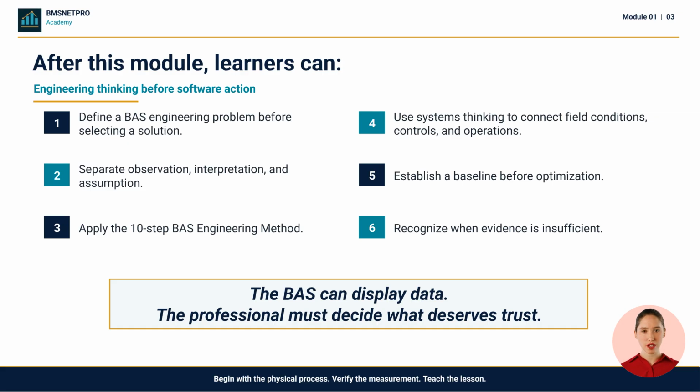These are the core learning objectives. By the end of this module, learners should not only know the steps of the method, they should be able to apply them in the field. The first objective is to define the problem before selecting the solution. That prevents teams from jumping to a favorite fix. The second objective is to separate observation, interpretation, and assumption. This is one of the most important habits in troubleshooting. The rest of the objectives build from there.